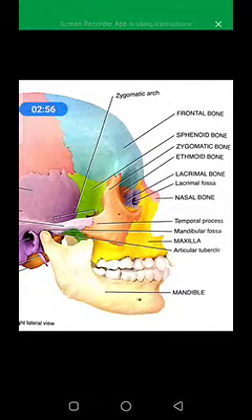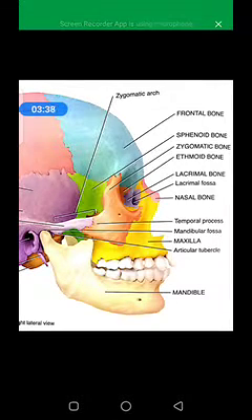Now you can see the blue colored frontal bone, the forehead bone. Below that you can see the green colored side bone, the sphenoid bone. Below that there is the zygomatic bone, and inside the orbit there is the ethmoid bone. The orbital fossa consists of the ethmoid bone. Then there is the lacrimal bone, the purple bone, which contains the lacrimal fossa.